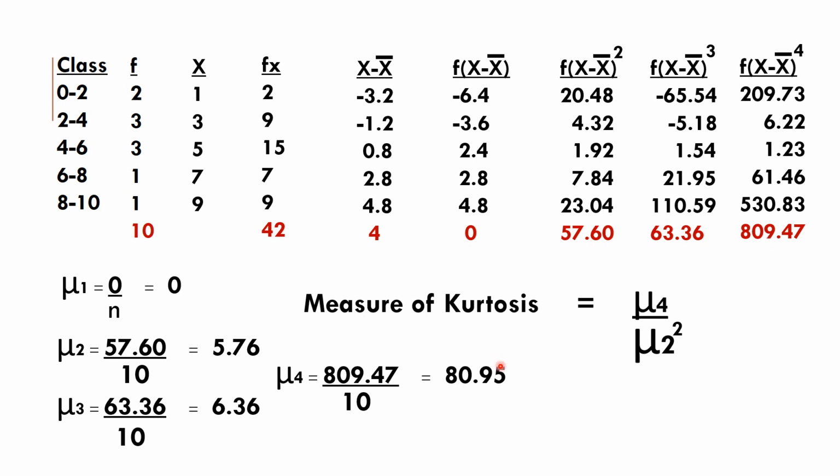Then mu4 is 80.95 divided by mu2 square, 5.76 square, and the answer is 2.44. Now since the value is less than 3, we can understand that this distribution is platykurtic. So that is all about measuring kurtosis.